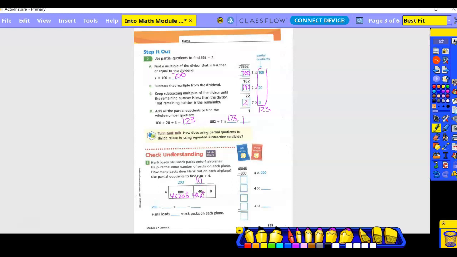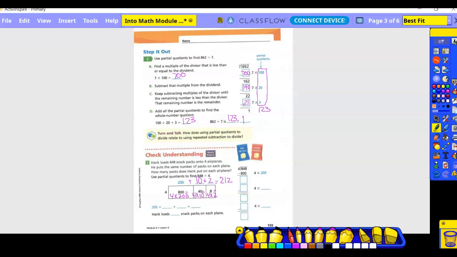Okay. And then 4 times what gets me 8? 2 equals 8. I'm going to put a 2. So if I add those together, 200 plus 10 plus 2 is what? 212. Okay. Let's do it the other way and check ourselves. Okay. So they started it for us. They put 848 in the house divided by 4. They said 4 times 200 got us 800.